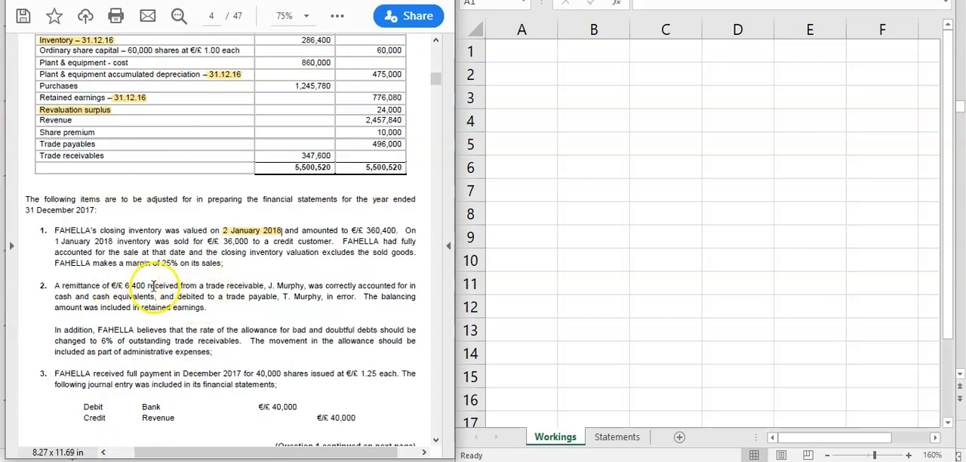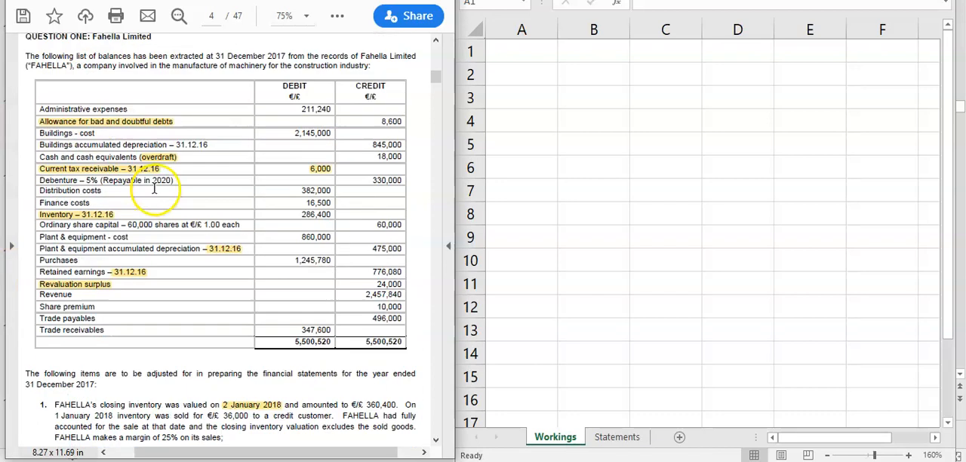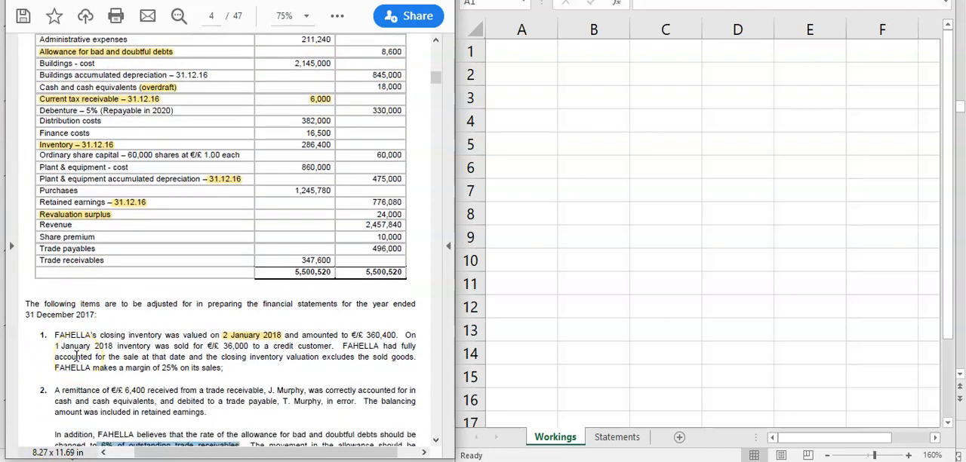Remittance from a trade receivable of 6.4 was correctly accounted for in cash and cash equivalents, but they debited trade payable in error, and the balance amount was included in retained earnings. And then they talk about the allowance for bad and doubtful debts. We have 2 adjustments there, dealing with the 6.4 that was incorrectly done, and then adjusting the allowance for bad and doubtful debts. So remember, a good student now will draw a line between that part of note 2 and the opening balance of the allowance, sometimes called a provision, of 8.6. So a good student will draw them together so you won't miss that when you come back.